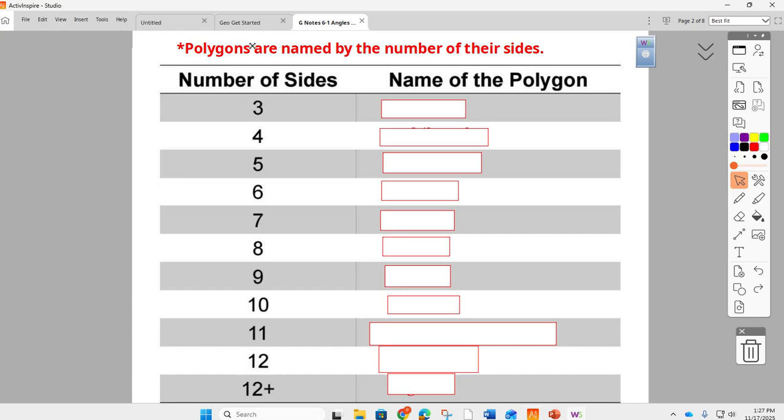Right now you're writing this. Polygons are named by the number of their sides. Mark, set, go. Quick as you can. Polygons are named by the number of their sides. We know this one is a triangle. Tri, for 3, right? That polygon name tells us how many sides there are. Tri, we know, means 3. A tripod is something with 3 legs. A triangle is a polygon with 3 angles and 3 sides. Polygons always have the same number of angles and sides.